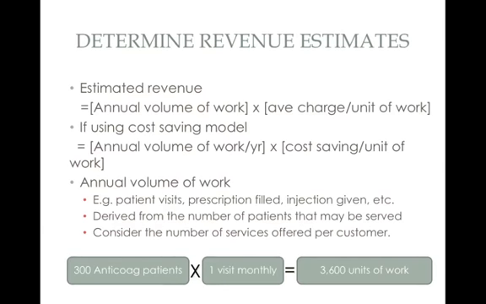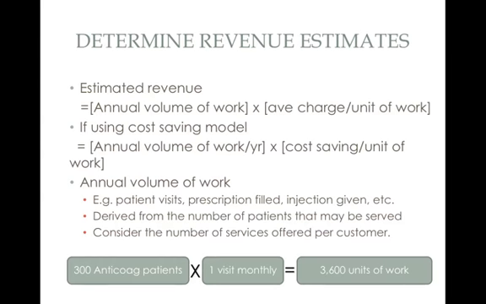To determine revenue estimates, you multiply the annual volume of work by the cost or charge for each unit of work. If you are using a cost savings model, then you use the cost saving per unit of work instead, like 116 Hong Kong dollars for every therapeutic interchange rather than $100 for every INR lab test.